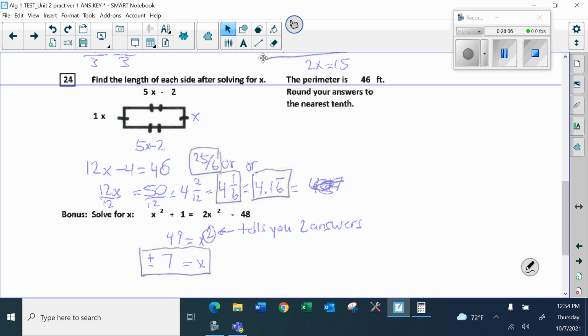Okay, so on our problem here, when I subtract and add the 48 across, I get x squared equals 49. So now I'm taking the square root of both sides, and it's plus or minus. The square root of 49 is 7, plus or minus 7. 7 times 7 is 49, and negative 7 times negative 7 is 49.